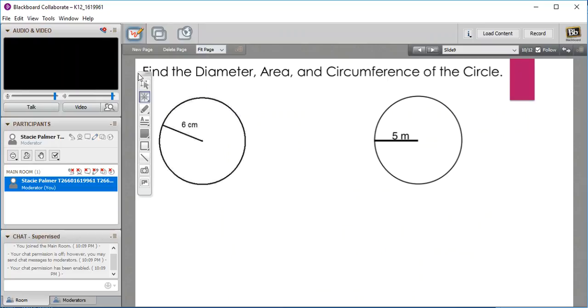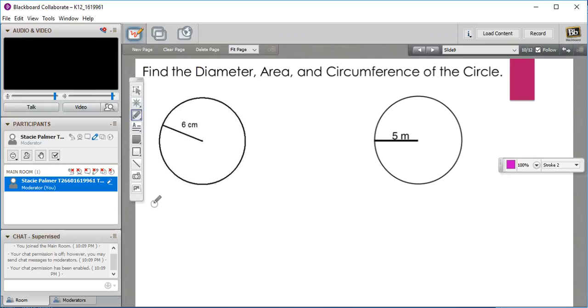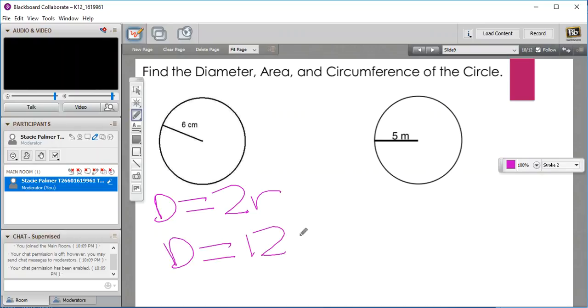So let's go ahead and practice one of these together, and then I'm going to have you do one on your own. This says find the diameter, the area, and the circumference of the circle. So we know our radius is 6, which means we know our diameter is twice that. Okay, because we know that diameter is equal to twice the radius. So our diameter will be 12 centimeters. That's our diameter.